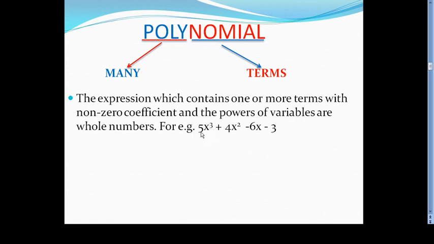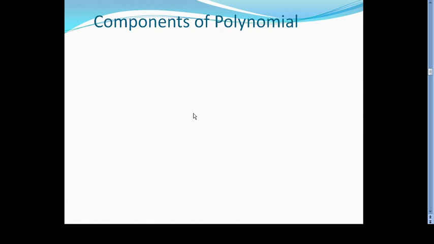So this is the example: 5x cube plus 4x square minus 6x minus 3. Polynomials are denoted by p(x), q(x), r(x), etc. We can denote them like this. Now there are many components of a polynomial. See, variable, constant, terms, expression. What are these? Just have a look.